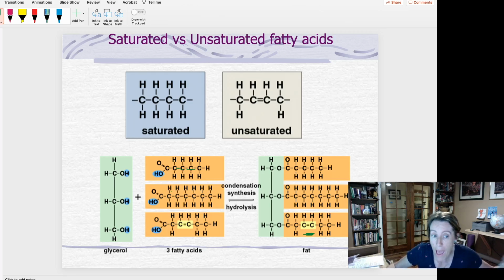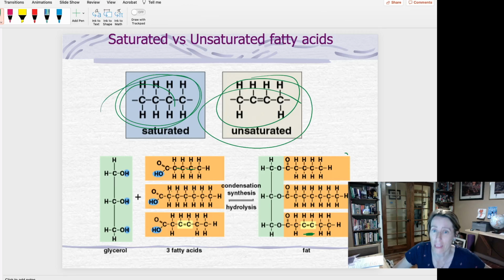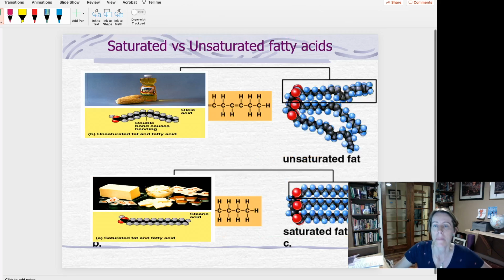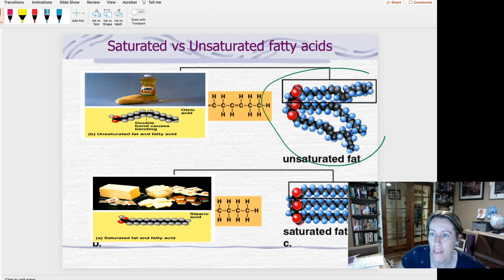But why does that make this more healthy than this? What's up with that? There's lots of reasons for that, but we'll go into a couple here. Here is an example of an unsaturated fat here and a saturated fat at the bottom. The red blobs represent the glycerol backbone of the triglyceride, and these are the fatty acid tails that make up the triglyceride.